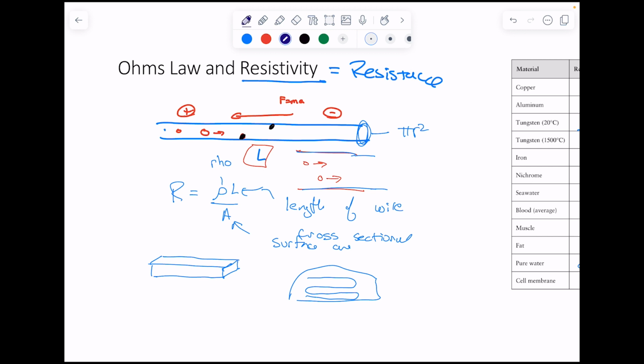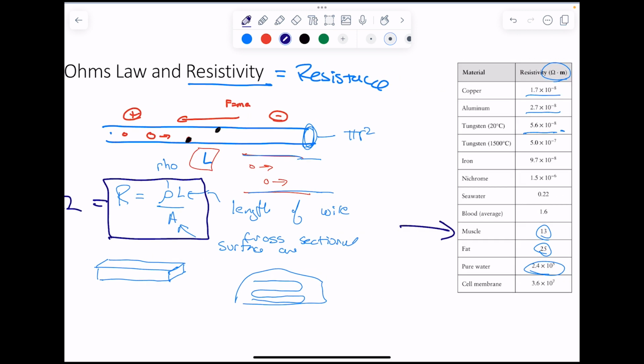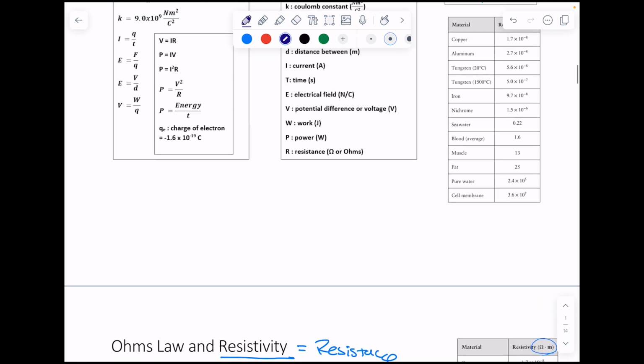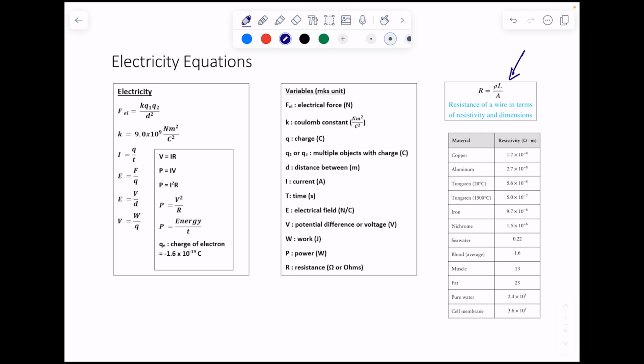So the big idea here is this key equation. The resistance, measured in ohms, is equal to rho times the length divided by A. As you might be recalling, these are our electricity equations. Here's that equation listed right here, along with this table and the equations we've gotten used to using in class.